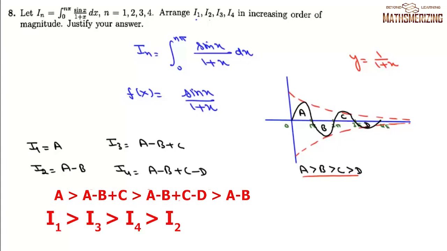That means I1 will be greater than I3, and it will be greater than I4, which is greater than I2. So that's your correct increasing order of magnitude.